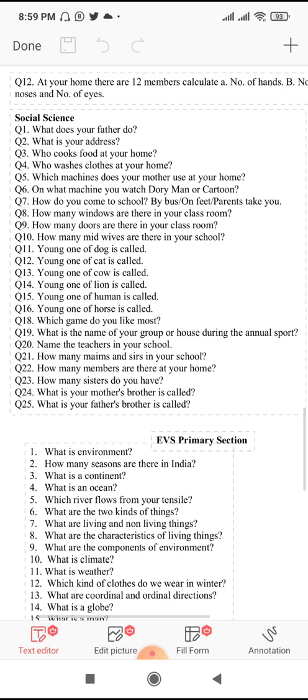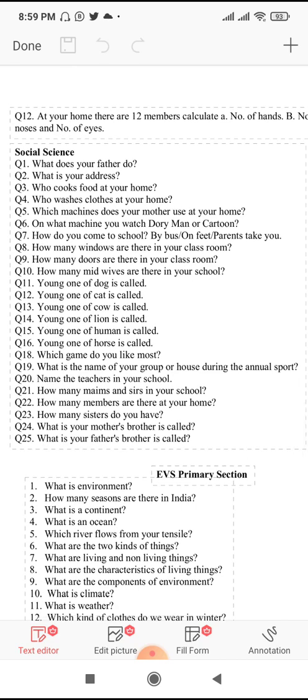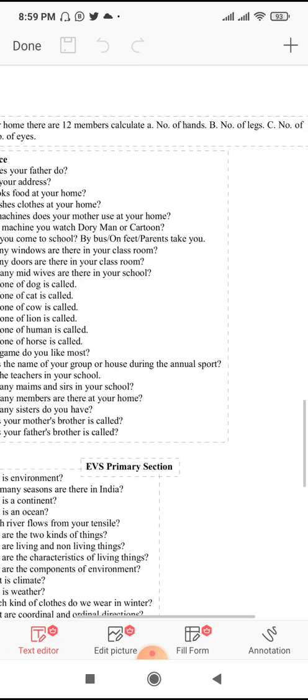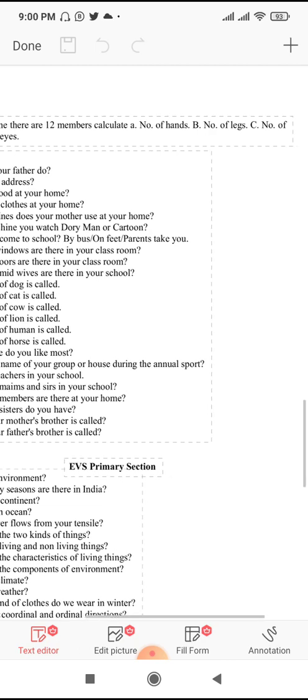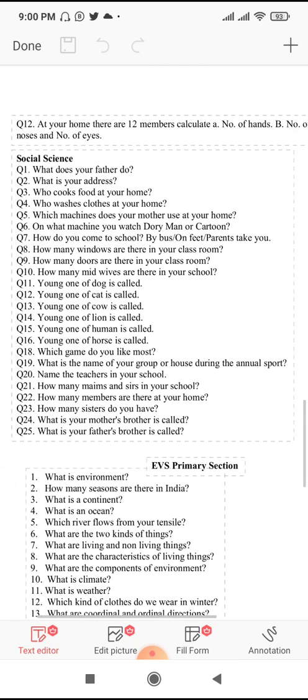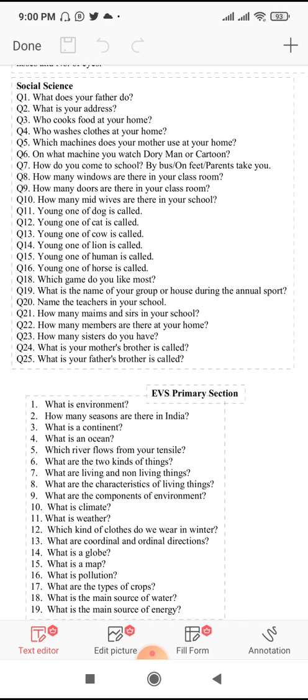चलिए, सोशल साइंस. At your home there are 12 members. Calculate first number of hands, number of legs, and number of noses, and number of eyes. आपको ये eyes ये आपको करना है. फाइंड आउट. सोशल साइंस. What does your father do? आपके फादर क्या करते हैं ये आपको लिखना है. What is your address? एड्रेस आपको लिखना है. Who cooks food at your home? My mother cooks food at our home. Who washes clothes at your home? आपको ये लिखना है.